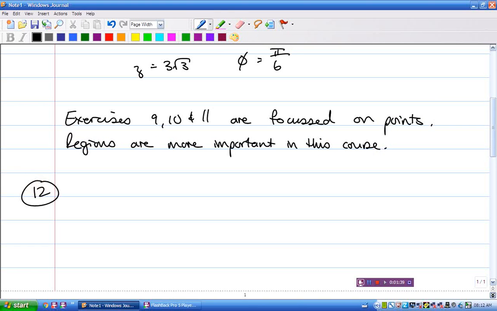It says: describe the following regions in polar coordinates. Now, the meat of this course is integration: double integration, surface integration, and triple integration, or double integral, surface integral, triple integral. We will frequently be integrating over regions that are two-dimensional or three-dimensional, and you need to know how to describe those in order to get your limits of integration.